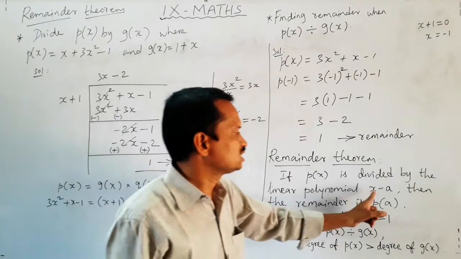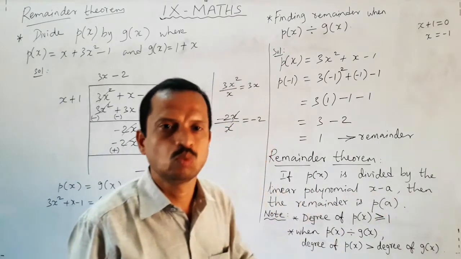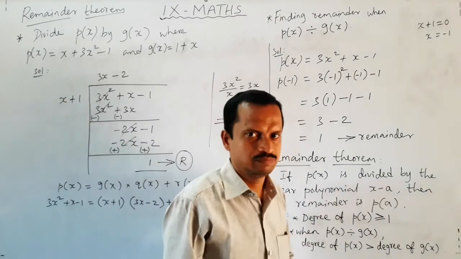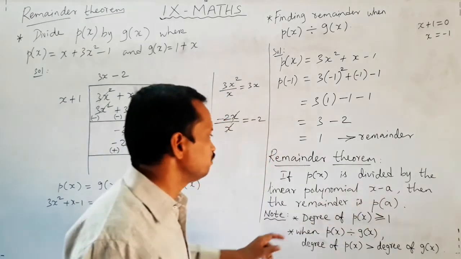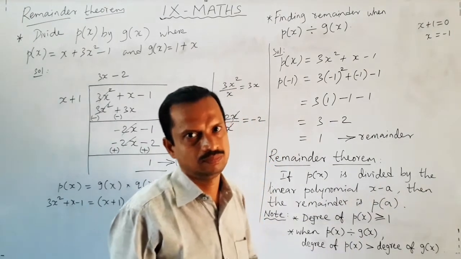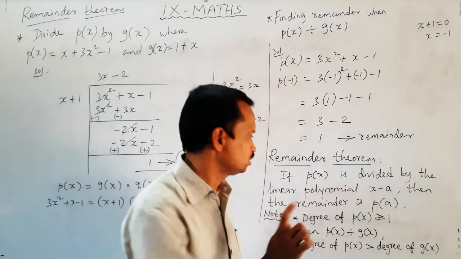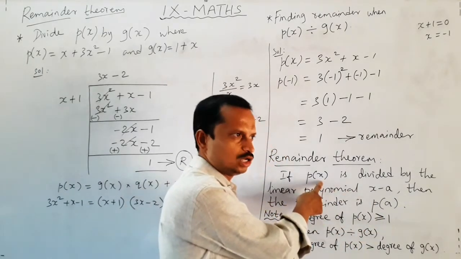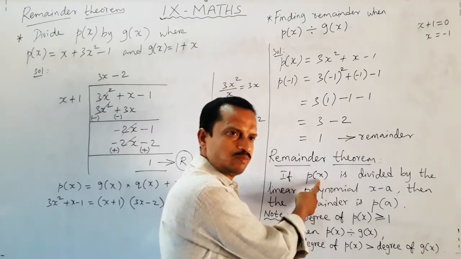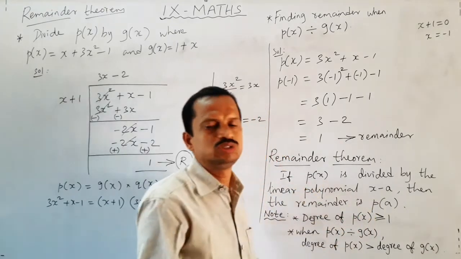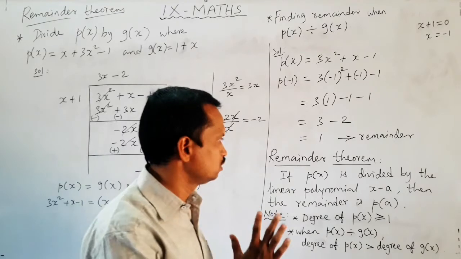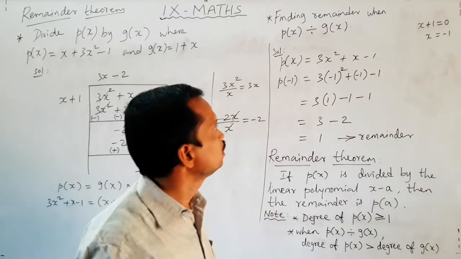Because x power is 1, the degree is 1. So x minus a is a linear polynomial. Then the remainder is p of a. Just we put a instead of x. P of x is the given polynomial. For x, put a, that is p of a, which is the remainder. So that is what the remainder theorem says.